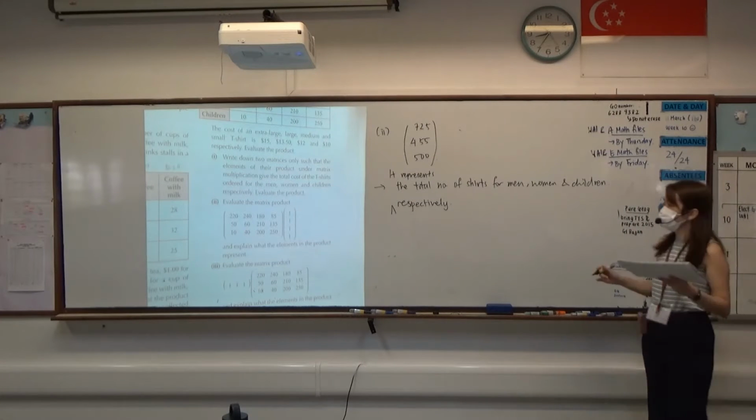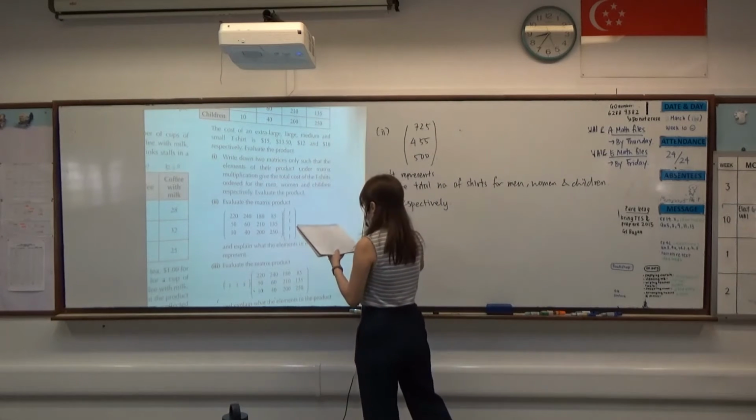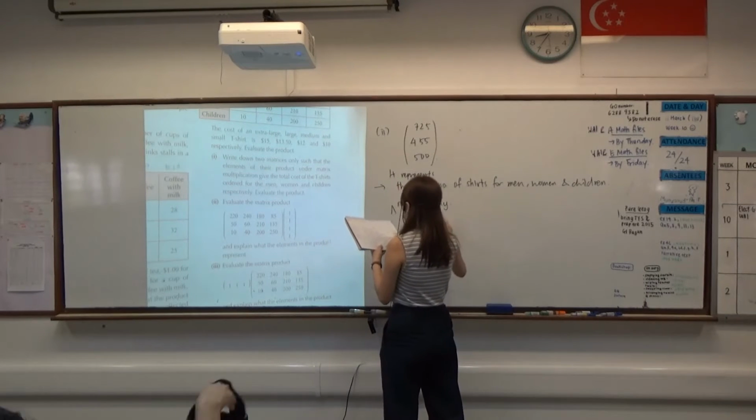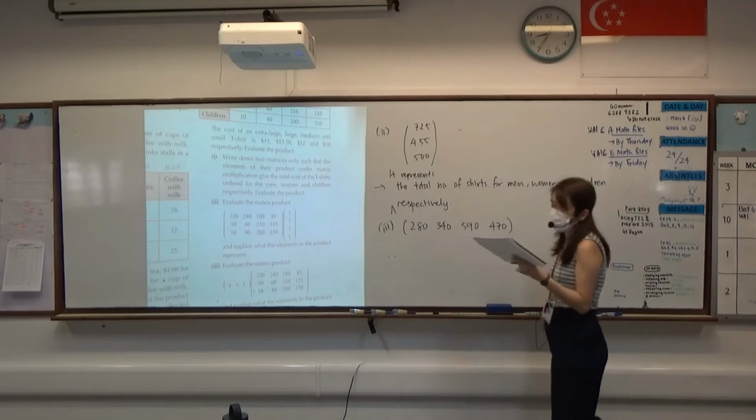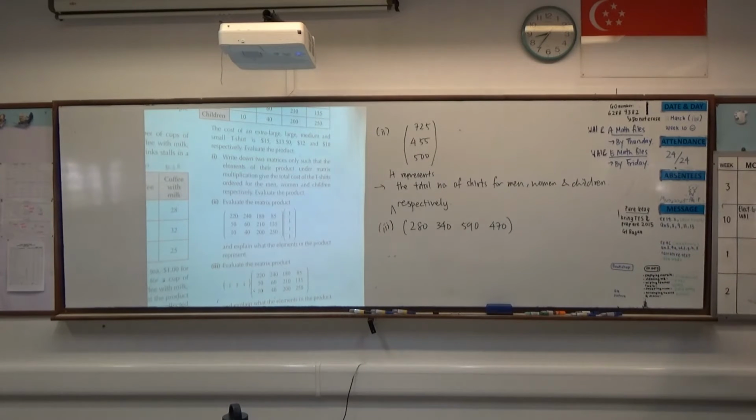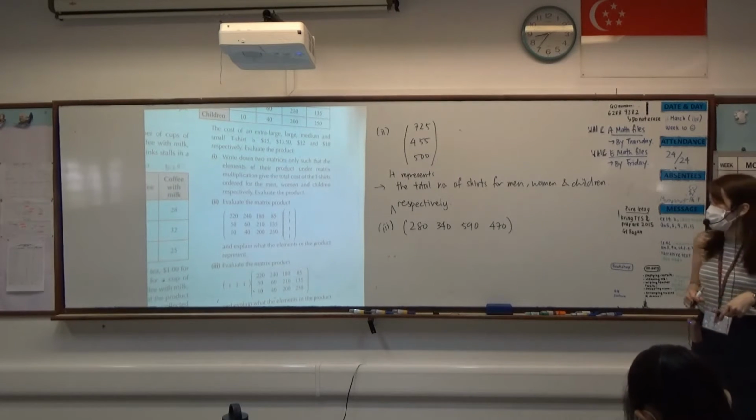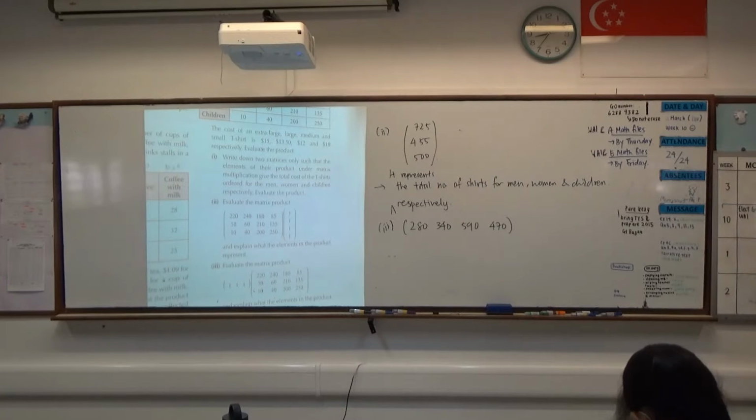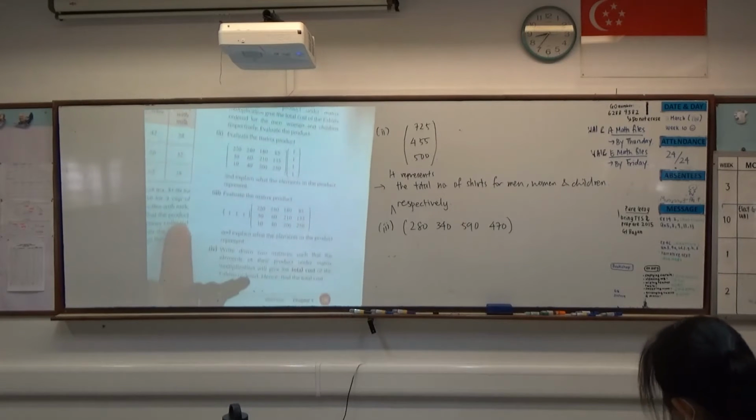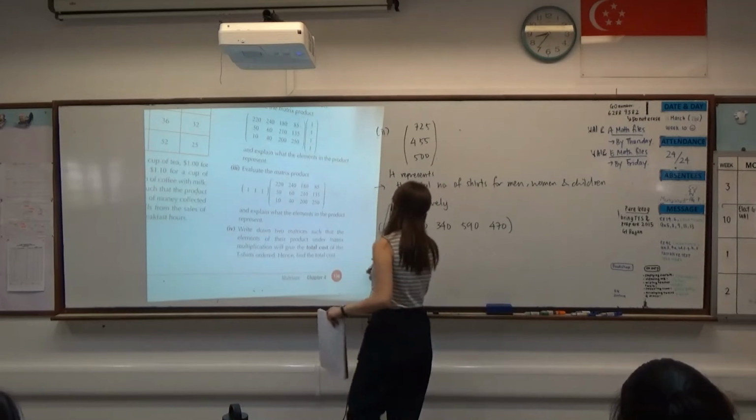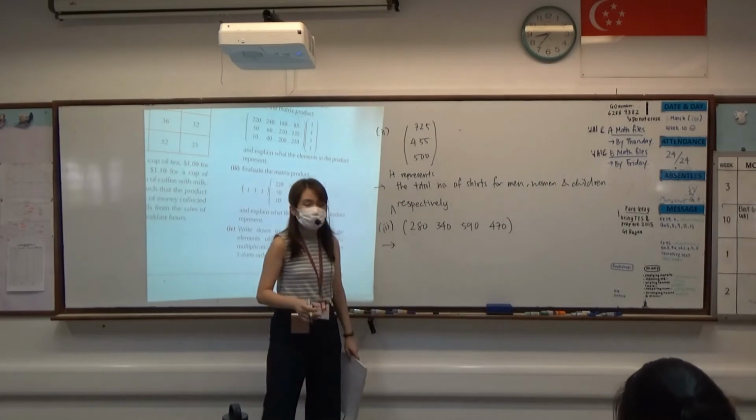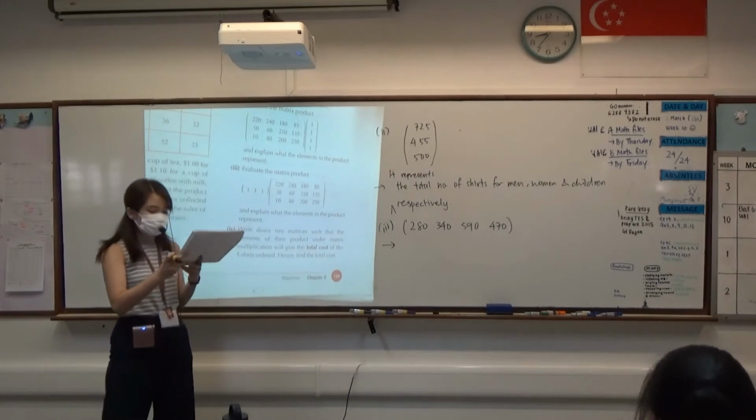Then next, part 3. For part 3, we should be getting this row matrix: 280, 340, 590, and 470. Are you all able to get that? Okay. So maybe Amanda, could you share with us how did you go about explaining this matrix over here?